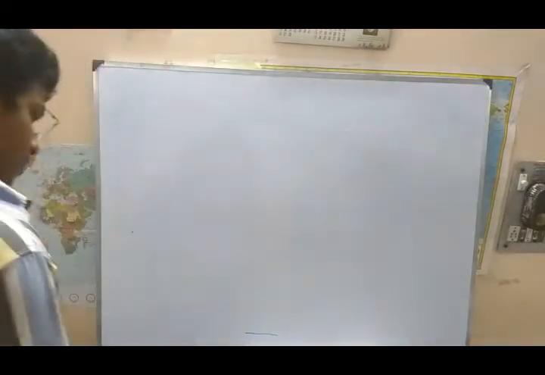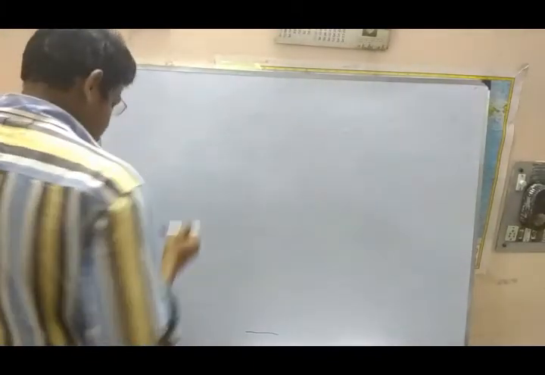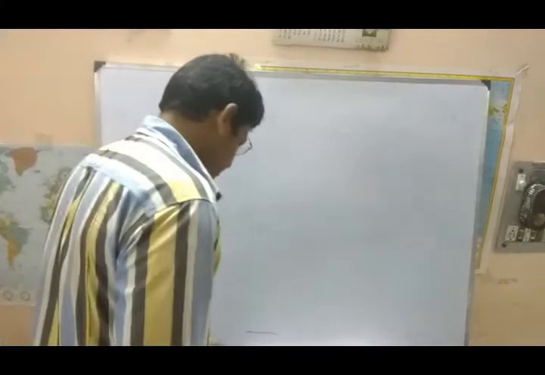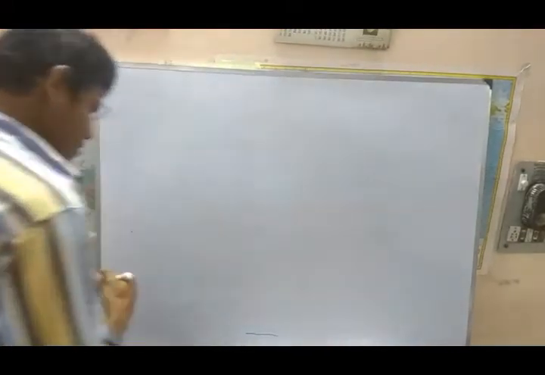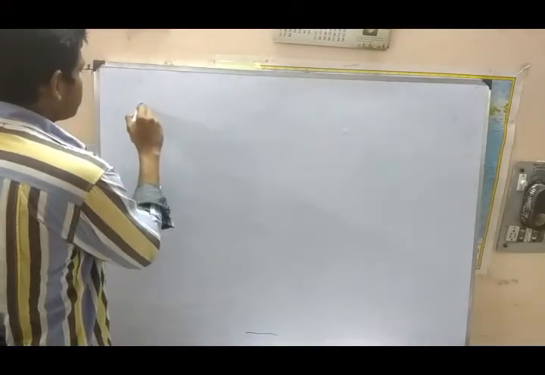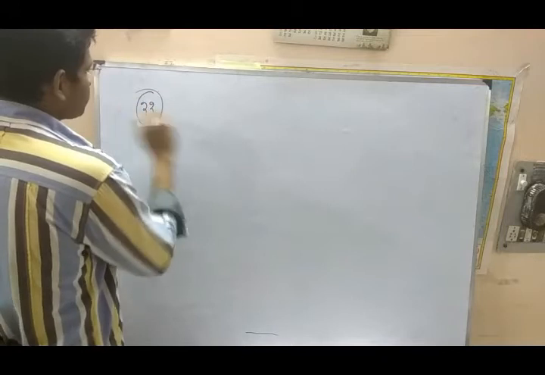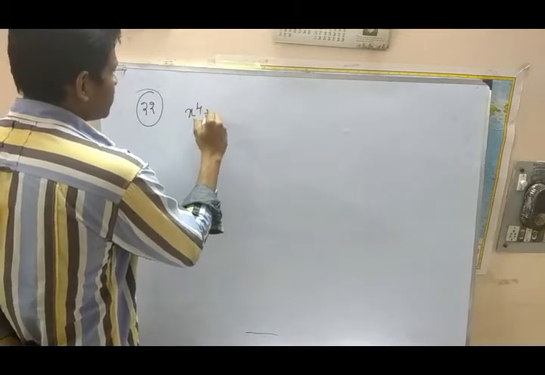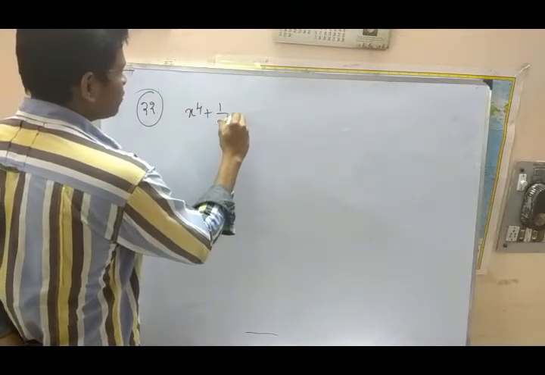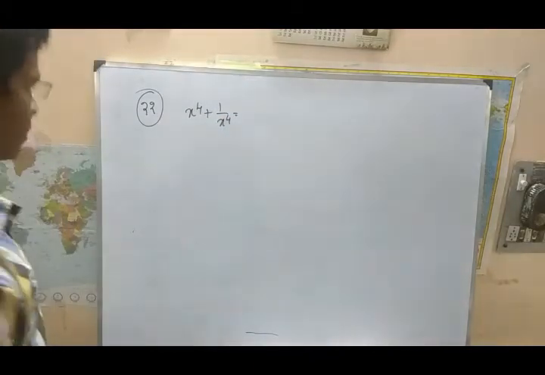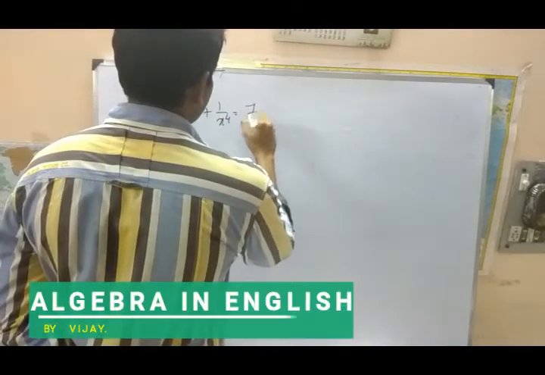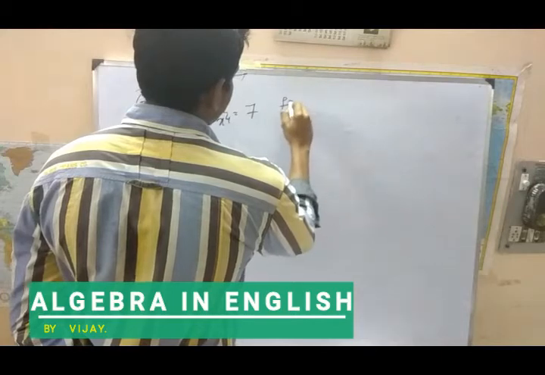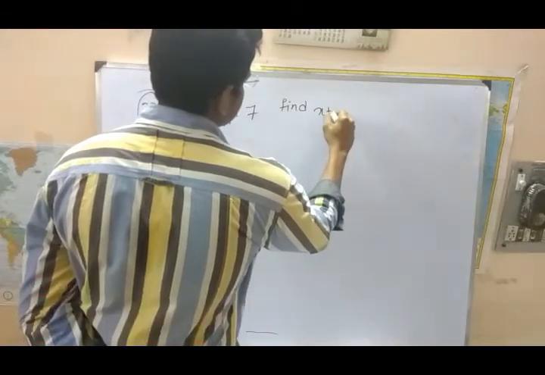Okay. We have chain marker. Okay, what we have now? 22nd question. X power 4 plus 1 by x power 4 equal to, there is something. We'll take 7. And they asked us to find x plus 1 by x.